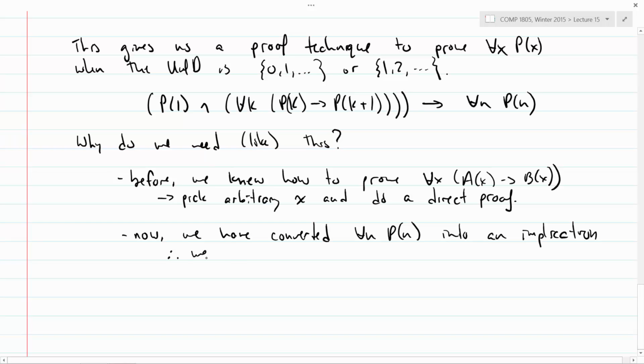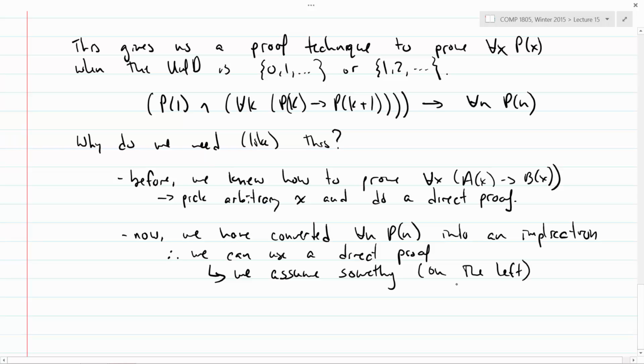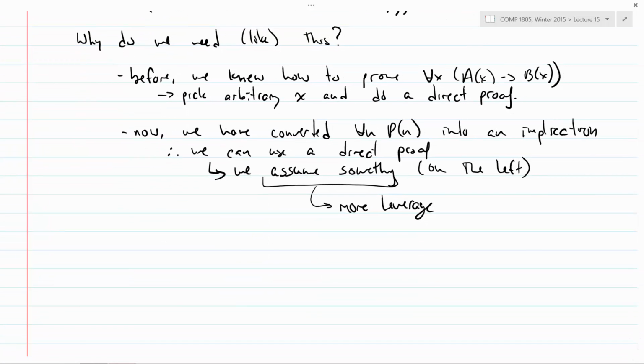So therefore, we can use a direct proof, and a direct proof gives us the ability to assume something. So the thing we assume is on the left. And this assuming something gives us more leverage into proving that whatever we're trying to prove is true. So this is all kind of high level and abstract. Once we start doing some examples, you'll get a better feeling for this. Before we do that, though, I just want to name a few of these things.